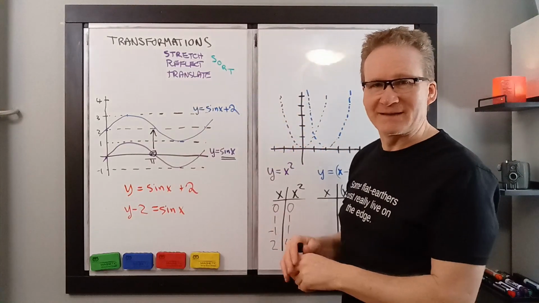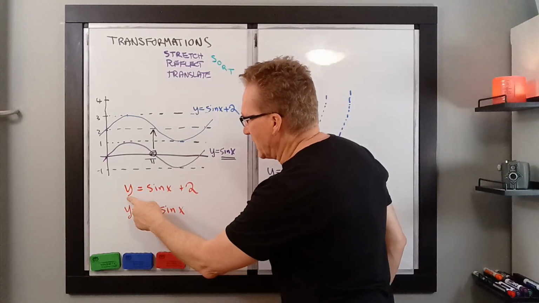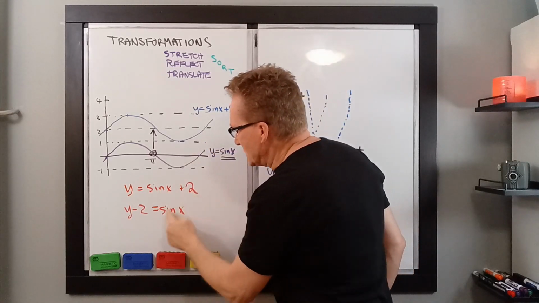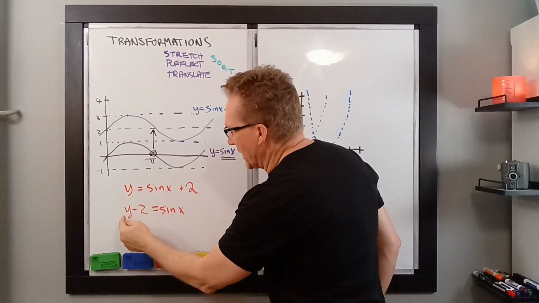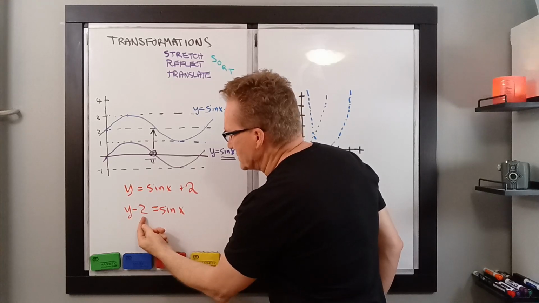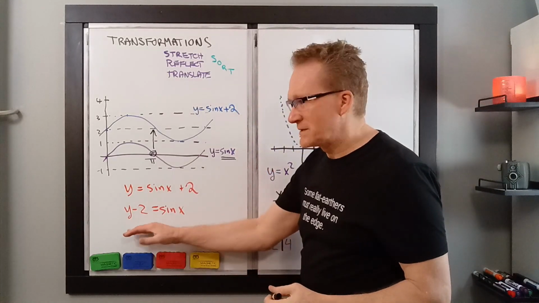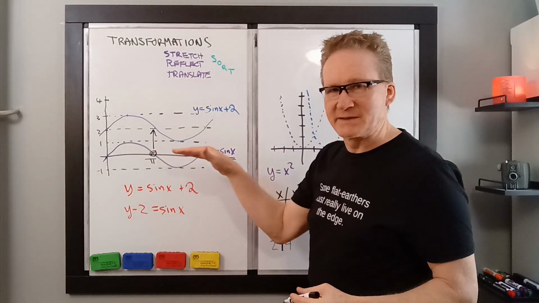So we touched on this last time. We also said that you can write it this way, y is equal to sine x plus 2, just like this. Or you can take this 2 to this side and associate it with the y. So it's y minus 2 is equal to sine x. That's another way of writing it. We're going to be using this now when we do our horizontal translations.